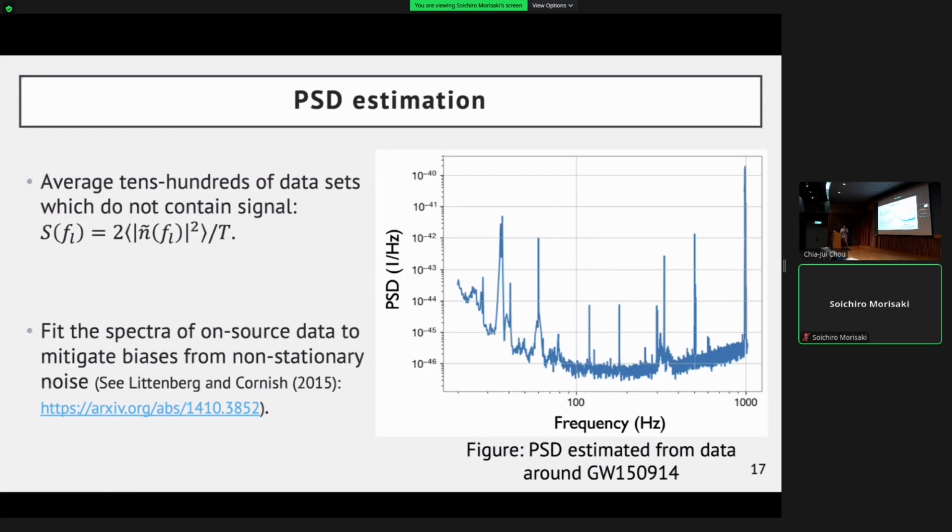And to mitigate the biases from this non-stationarity of noise, there is another approach that directly fits the spectra of the data around the time of the event.